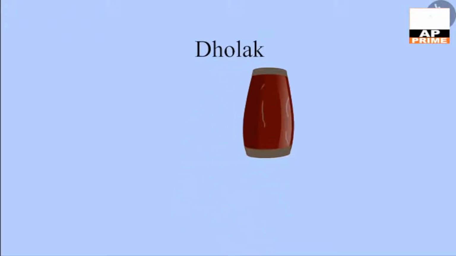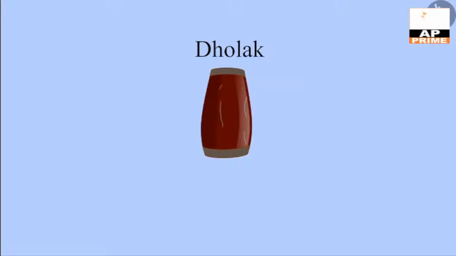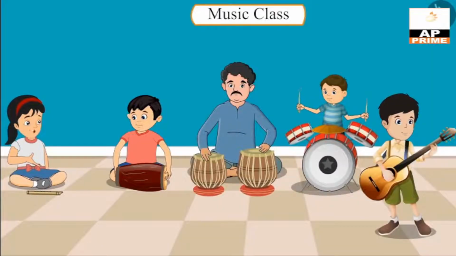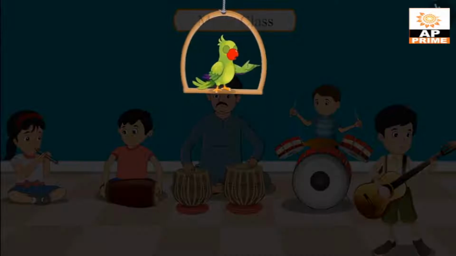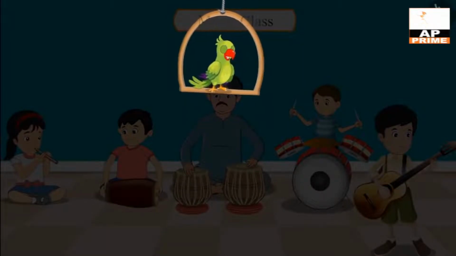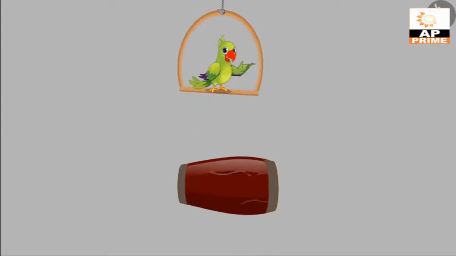And the dholak will slide if it is on a surface which is not round. This means we can roll the dholak as well as slide it. You are right, Pinky. Come on. Now you play the flute and I will play the dholak. So kids, did you see how a single object can slide as well as roll?